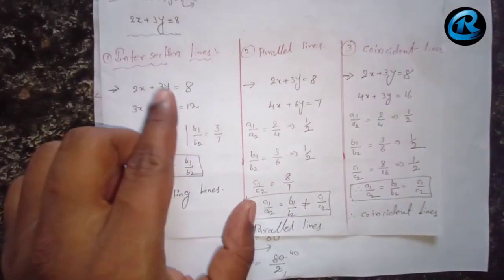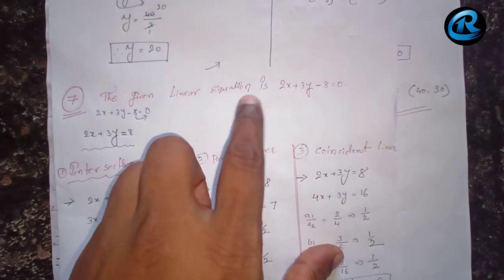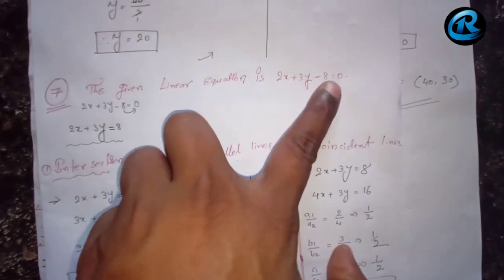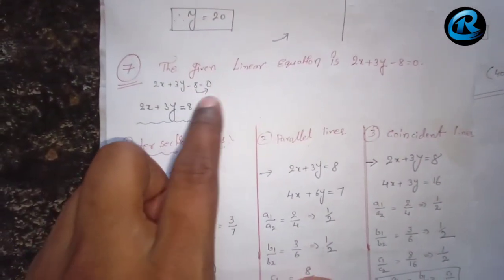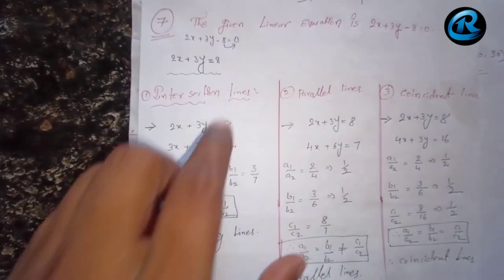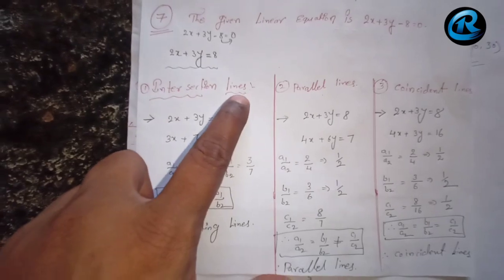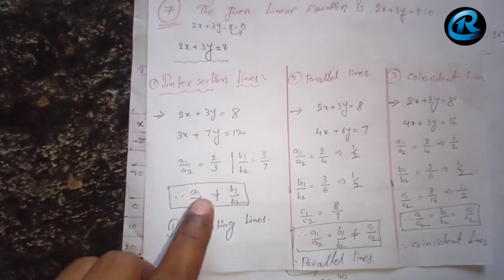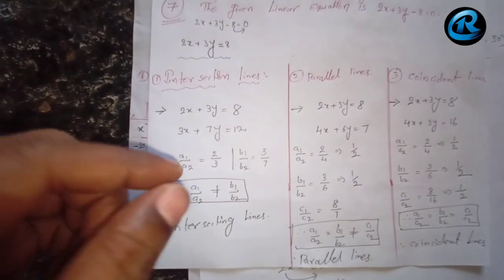Okay, let us see. The given linear equation is 2x plus 3y minus 8 equal to 0. Minus 8 you transfer to this side, that becomes plus 8. 2x plus 3y equal to 8. For intersecting lines we require a1 by a2 should not be equal to b1 by b2. That way you have to take.